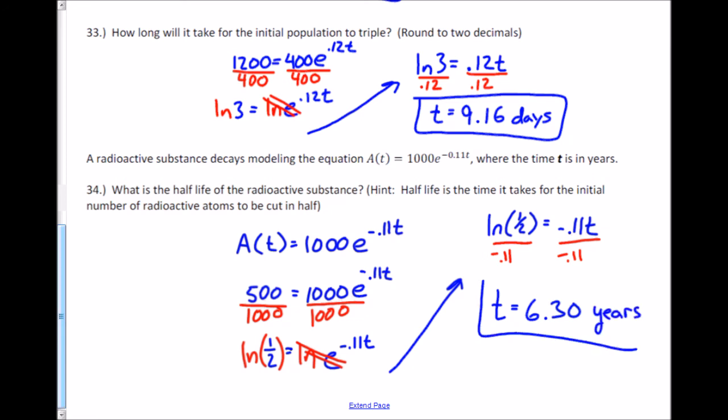Okay? So the half-life is how long it takes to get cut in half. For this particular example, it takes 6.30 years. So this is something that's pretty volatile. Okay?